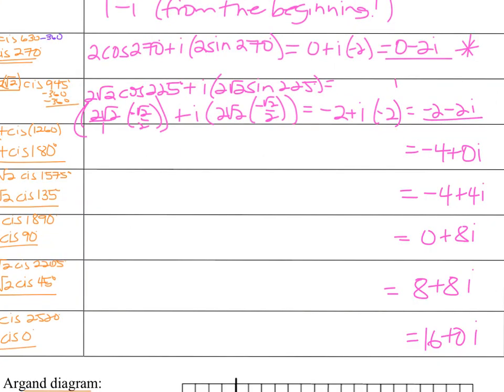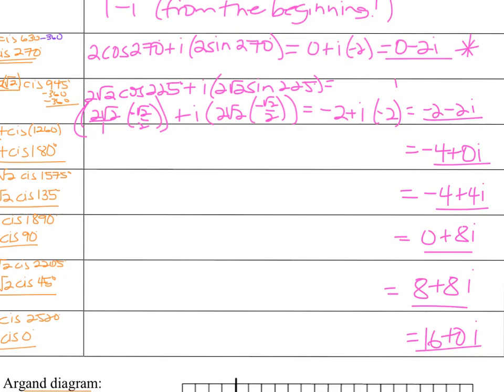In order for us to finish this lesson efficiently, I just want to let you know that our following answers would be like so. z to the 4th power would be negative 4 plus 0i. z to the 5th is negative 4 plus 4i. z to the 6th, 0 plus 8i. z to the 7th, 8 plus 8i. And then finally, z to the 8th, 16 plus 0i. Had we gone through the work to convert those back to rectangular, those would be the answers we get.